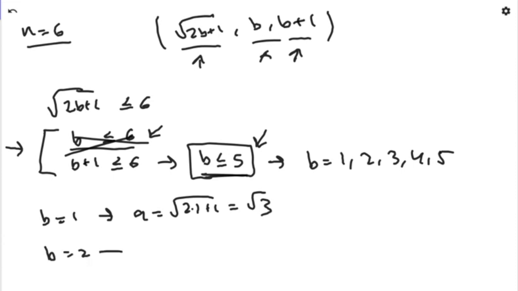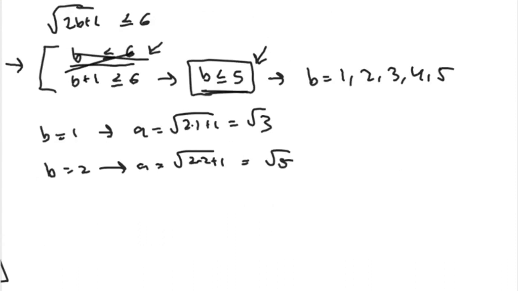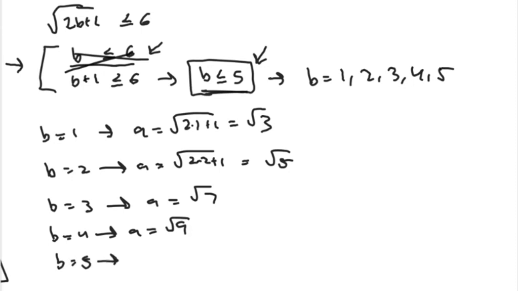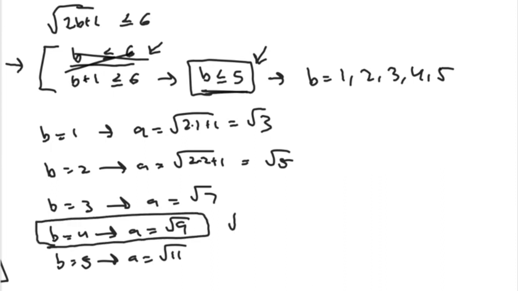b equal to 2, this will lead to a equal to square root of 2 times 2 plus 1, which is equal to root 5. And if we keep on doing this, we will get a is equal to root 7. b equal to 4 leads to a equal to root 9. b equal to 5 leads to a equal to root 11. So now we notice out of this that if we set b equal to 4, a is equal to square root 9. And square root 9 is just equal to 3. So that means a will be equal to 3.